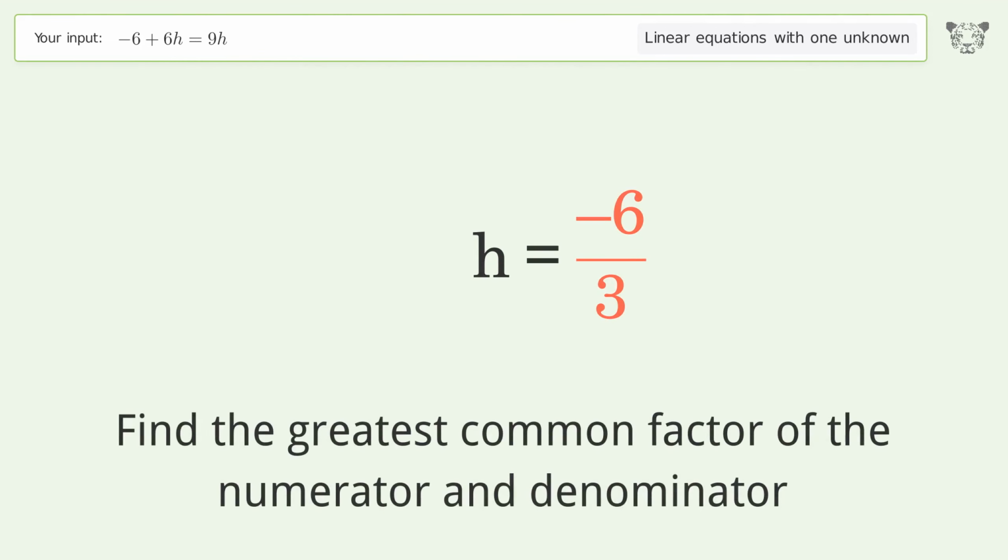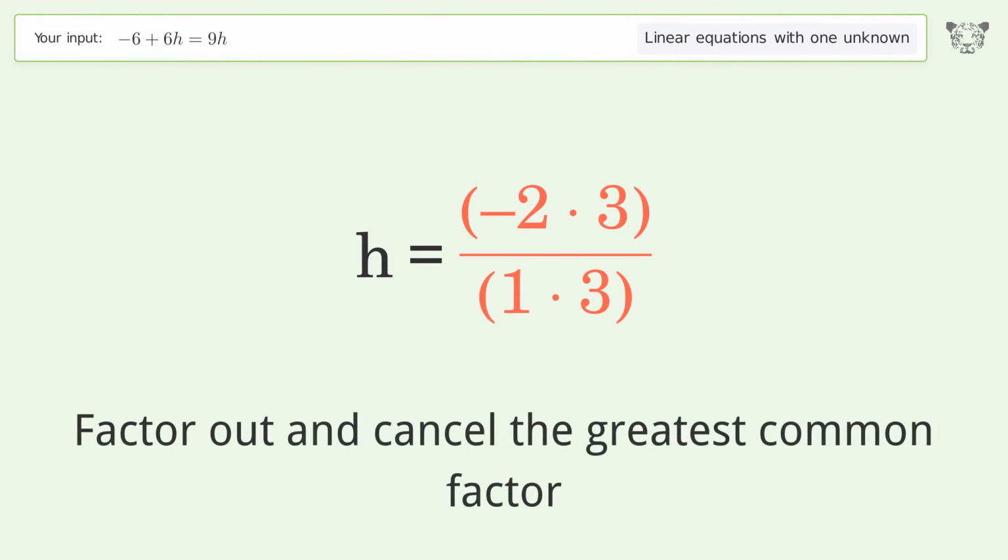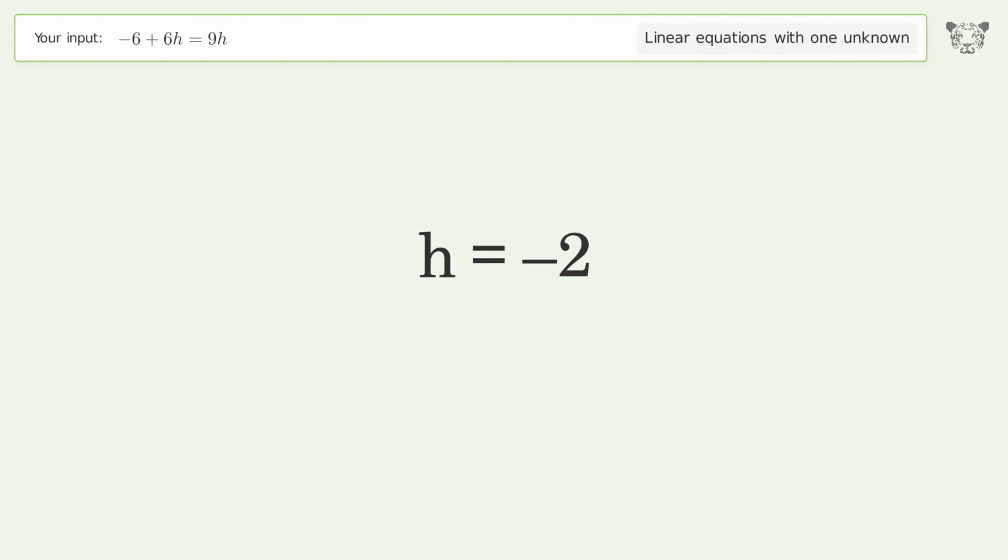Find the greatest common factor of the numerator and denominator. Factor out and cancel the greatest common factor. And so the final result is h equals -2.